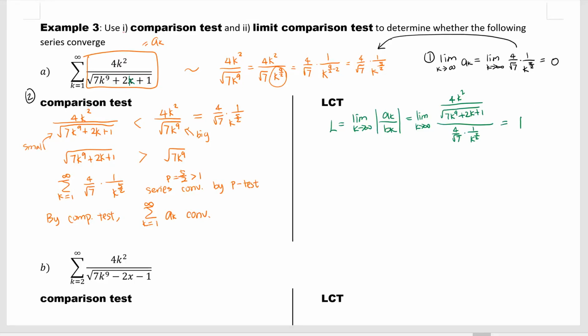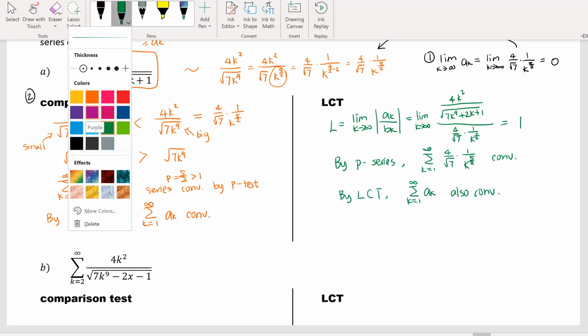Okay, and then you say by p series, we know that the series from k equals 1 to infinity of 4 over square root of 7, 1 over k to the 5/2 converges because p is greater than 1. Then we can say by limit comparison test, our original series also converges.